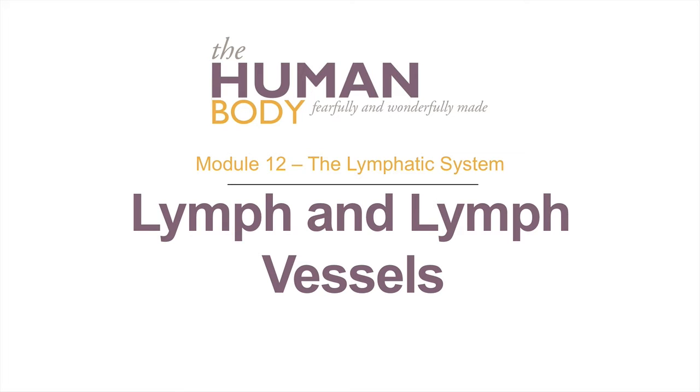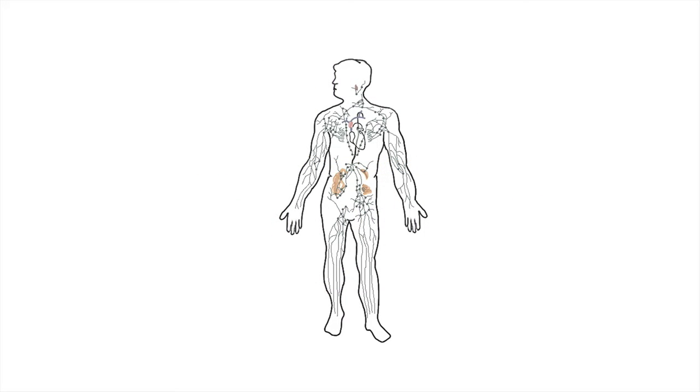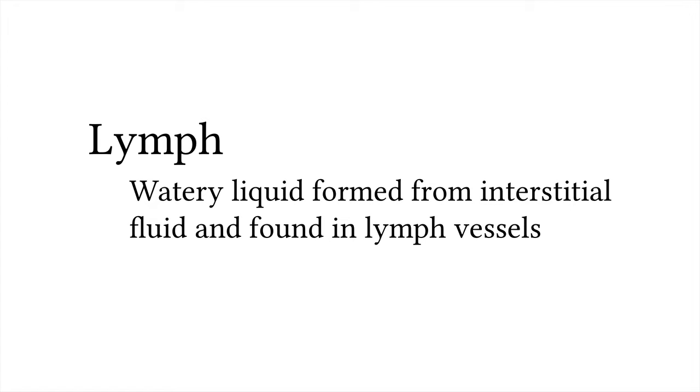Module 12, the lymphatic system, lymph and lymph vessels. Let's begin studying the lymphatic system by looking at the lymph vessels and the material that travels through them. The material that travels through the vessels is called lymph. Lymph is a watery liquid formed from interstitial fluid and found in lymph vessels.